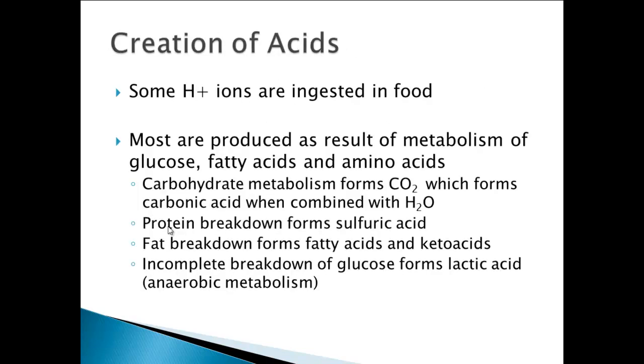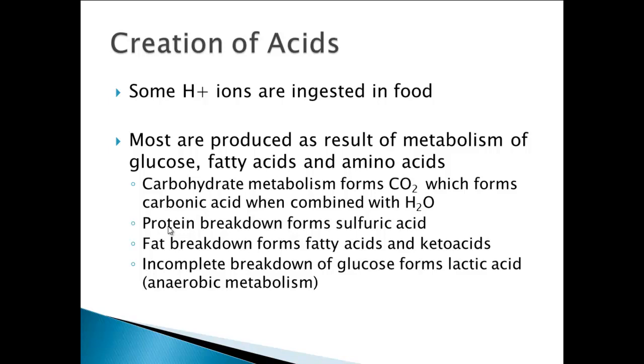How do we get acids? How are they created? Well, sometimes we take them in with what we eat, but most often our own metabolism is what produces the acids in the body. So when we break down glucose or fatty acids or amino acids, we end up with acids as a result. Basically, carbohydrate metabolism forms carbon dioxide, which can be used to form carbonic acid when it's combined with water.